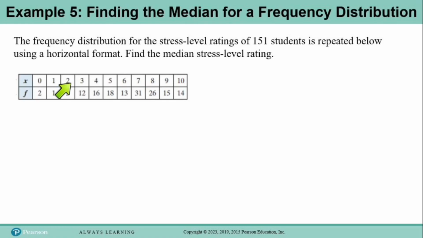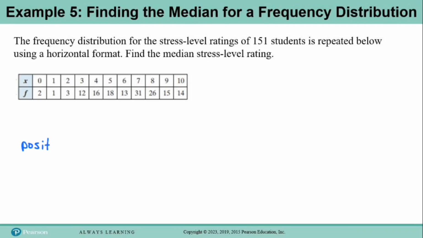Okay, I don't know about you, but I am not up for writing out all 151 values. We would have to write down 0, 0, 1, 2, 2, 2, because there are 3 of those, 3, 3, 3, 3, 3, and we would have to put the 3 down 12 times, and then we would have to put the 4 down 16 times. It's just too much, right? And it's not necessary, because all we really need to do to find the median is to figure out which position the median is in, and then we'll know which value the median is.